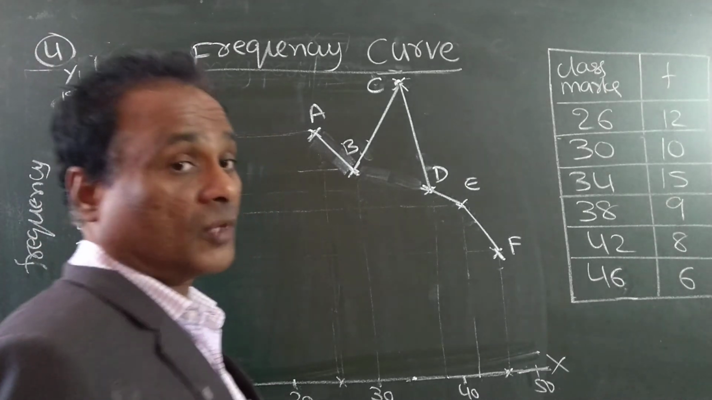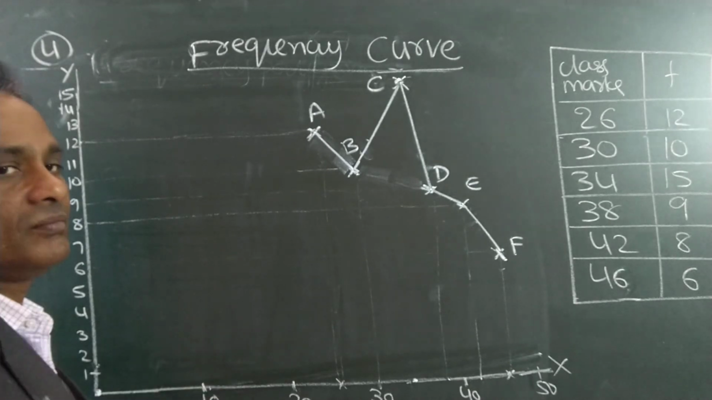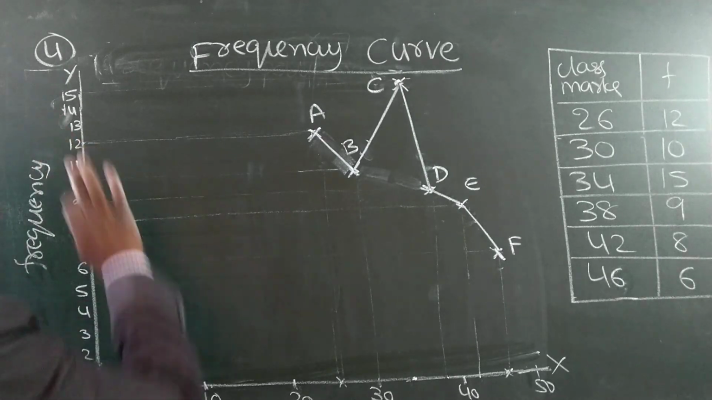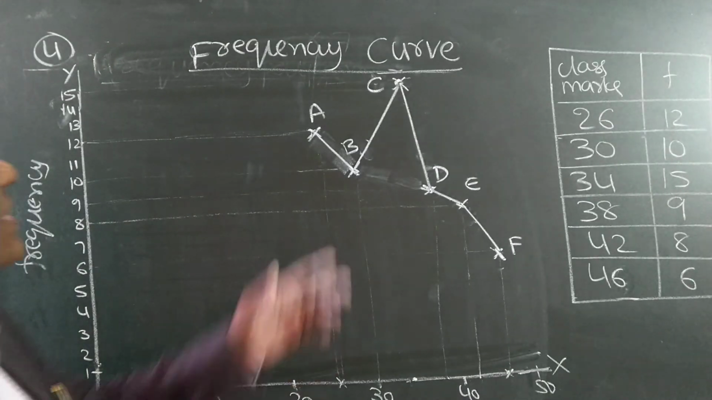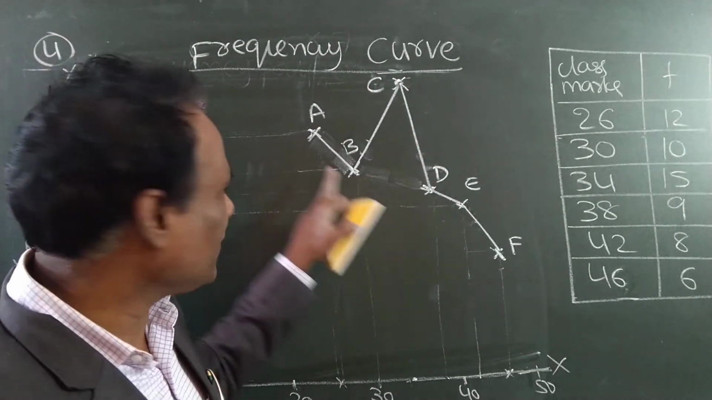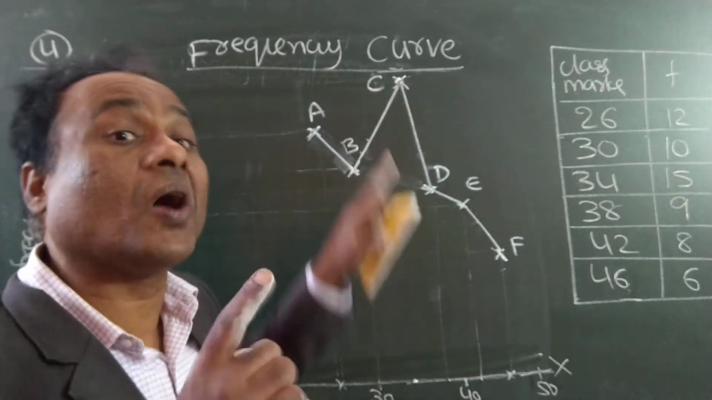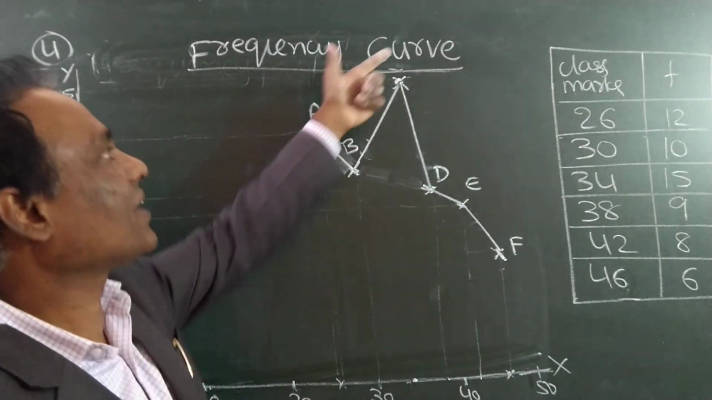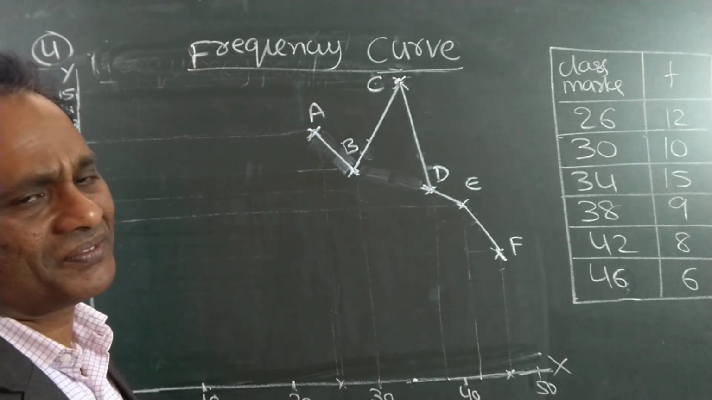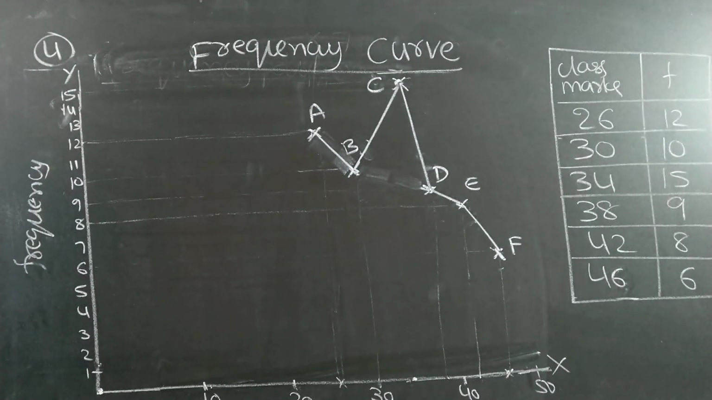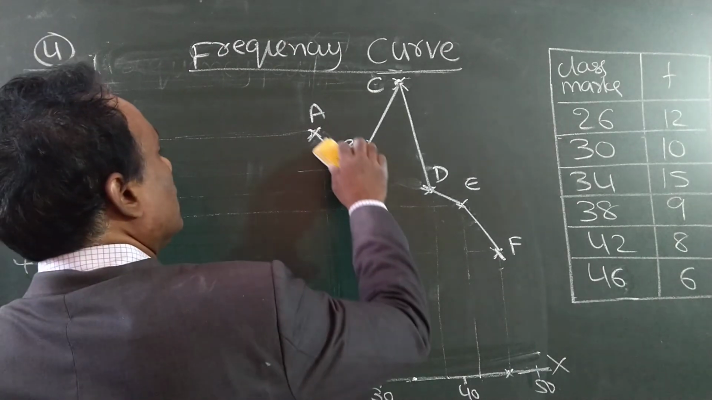Now, again, separate paper. Same class marks, same frequency. The difference between frequency polygon and frequency curve: same points. If you join with lines, it is called polygon. If you join with a curve, it is called frequency curve. That is the only difference. Same points. So once again, you do it on separate paper. Even in the question it is mentioned to do on separate paper.